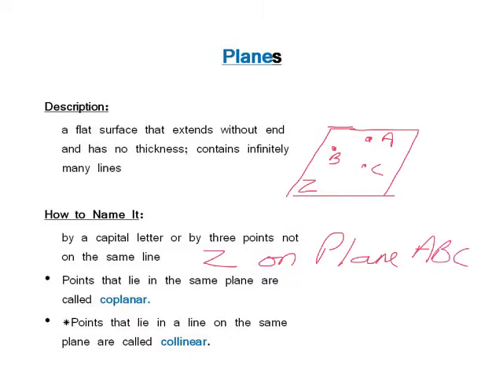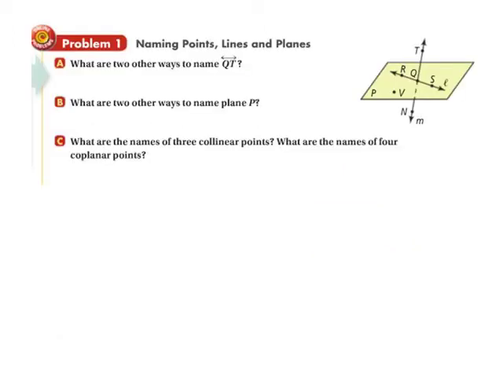Now, points that lie in the same plane are coplanar. So, A, B, C are coplanar. And remember before we said that points that lie on the same line are collinear. All right, moving on.